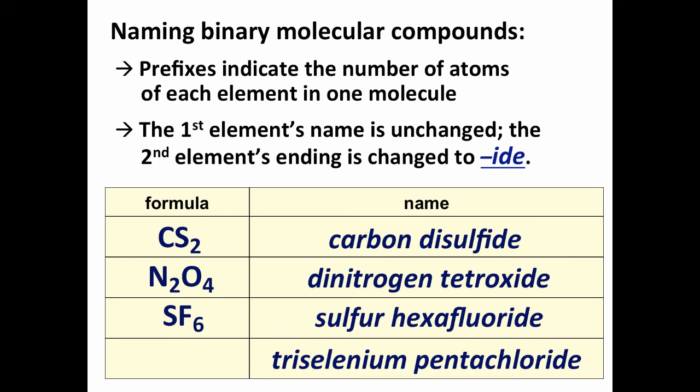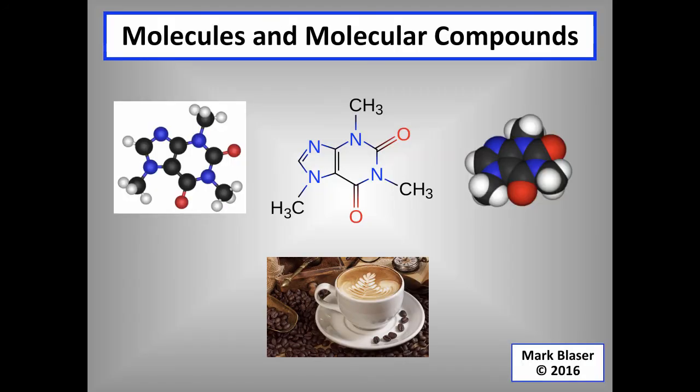How about triselenium pentachloride? And hopefully you came up with Se3Cl5. Tri is 3, penta means 5, and the other prefixes are mono for 1, di for 2, tri for 3, tetra for 4, penta for 5, hexa for 6, hepta for 7, octa for 8, nona for 9, and deca for 10, and that's as far as we'll go for this course. And that's it for the Molecules and Molecular Compounds screencast.